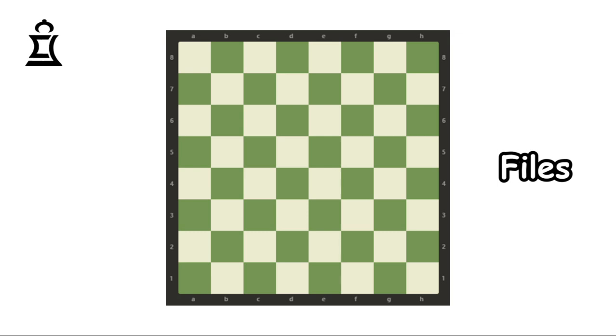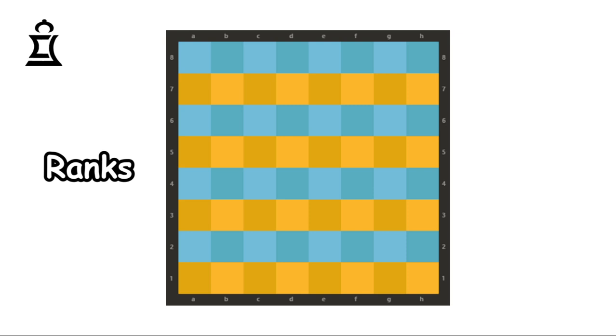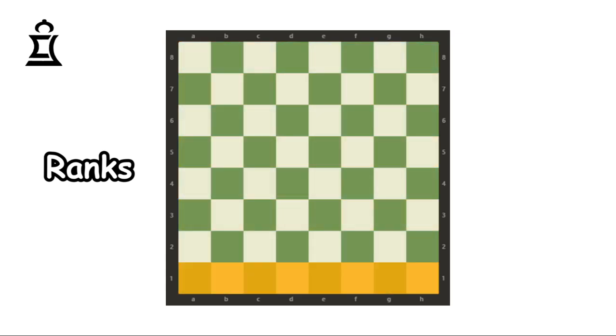Typically, lowercase letters are used to denote file names. The rows are called ranks, and they are denoted as 1, 2, 3, 4, 5, 6, 7, 8. This is the first rank, this is the third rank, and this is the 7th rank. At the edges of the board, you'll find these symbols that represent the names of files and ranks, which are known as coordinates. Since there are 8 files and 8 ranks, the chessboard is divided into 64 small squares.